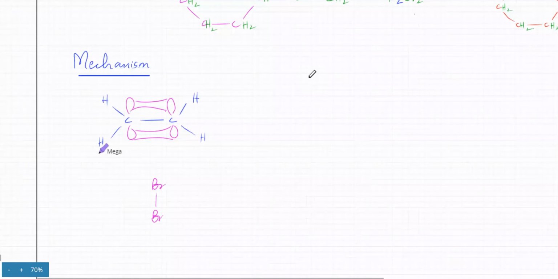What's going to happen is, and this comes very frequently, that bromine molecule is going to get polarized. Its electrons are going to get repelled. So I'm drawing a full arrow. Why is it getting repelled? Because of the electron-rich center over here. There's a lot of negative charge here, and that negative charge is repelling the electrons over here.